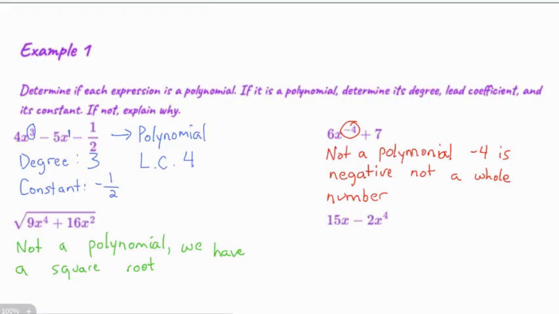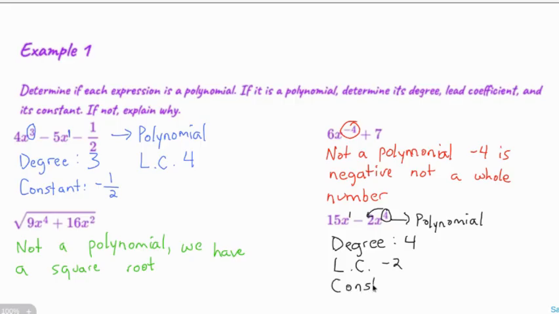And then finally, we will look at this last one, and this is a polynomial. So we're good here. Notice we would have a 1 exponent and a 4 exponent, so we're good. Polynomial, so the degree is the highest exponent, that's 4. The lead coefficient is the term that accompanies it, that'd be the negative 2. And then the constant is the term without a variable. Well, we don't have a term without a variable, so in that case, we say it's 0.